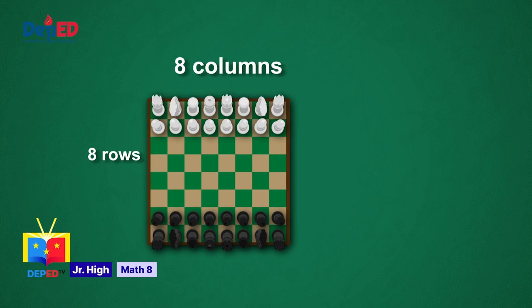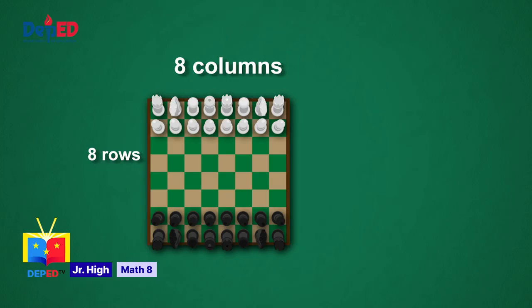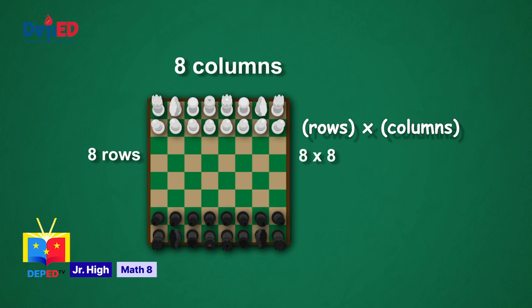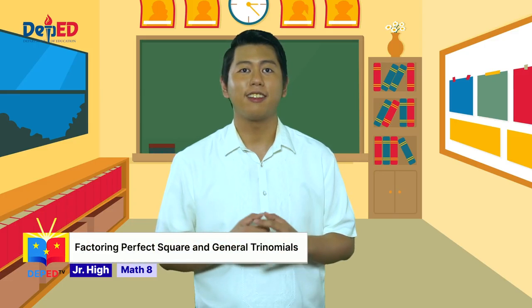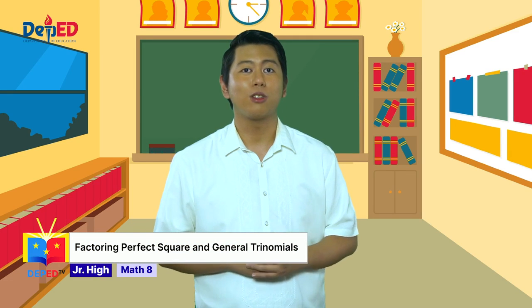How many squares are there in this chessboard? We can easily compute by multiplying the number of rows by the number of columns. 8 times 8, or 8 squared, is 64. There are 64 squares in an ordinary chessboard. Some trinomials are like that. They are a result of a square of a binomial.